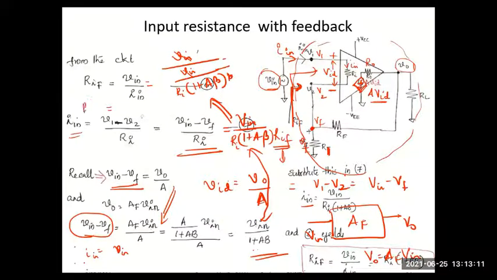What would be the value of Rif here? You have 1 by Ri. So this goes to the numerator. You will have Ri into 1 plus A beta. You will get the resistance with feedback. Input resistance with feedback will be input resistance without feedback multiplied with this desensitivity factor 1 plus A beta. So what does this mean? This means that in the non-inverting amplifier, after giving negative feedback, the input resistance has increased.